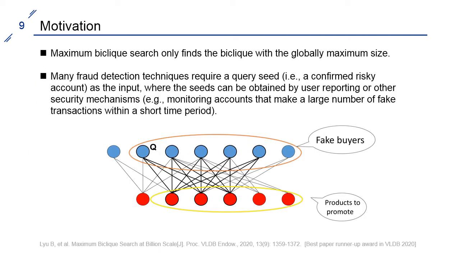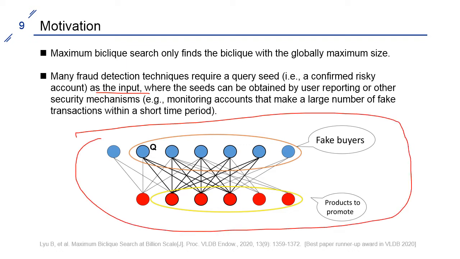The maximum biclique search only finds the biclique with the globally maximum size, but in many scenarios, fraud detection techniques require a query seed, which is a confirmed risky account as the input. So from the seed, we can obtain the fraud group. For example, in this example, this vertex is a query seed, so we can get the maximum biclique containing this query vertex to get a personalized maximum biclique.